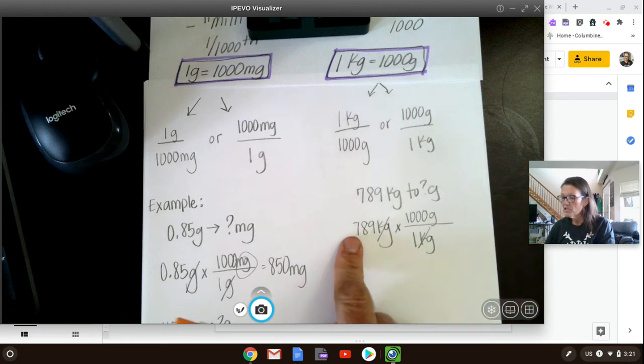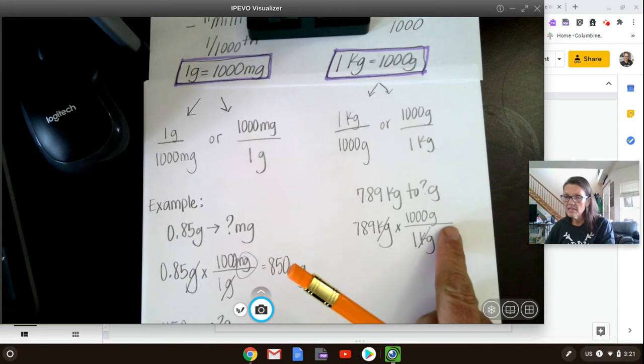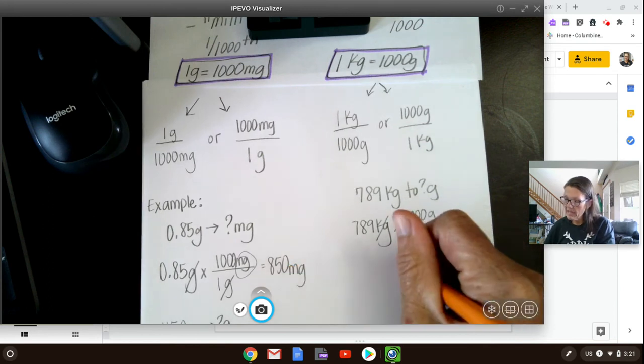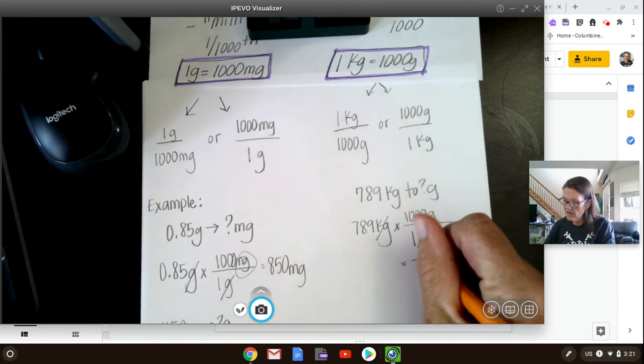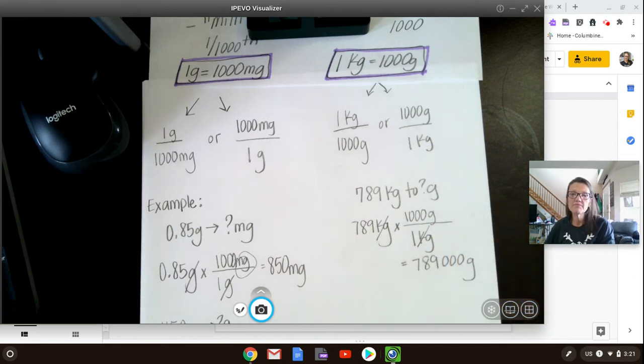So then I would just take 789 kilograms and times it by 1,000, and I would get my answer, and it's a big one, 789,000 grams. Okay? So it's all about picking the proper conversion fact.